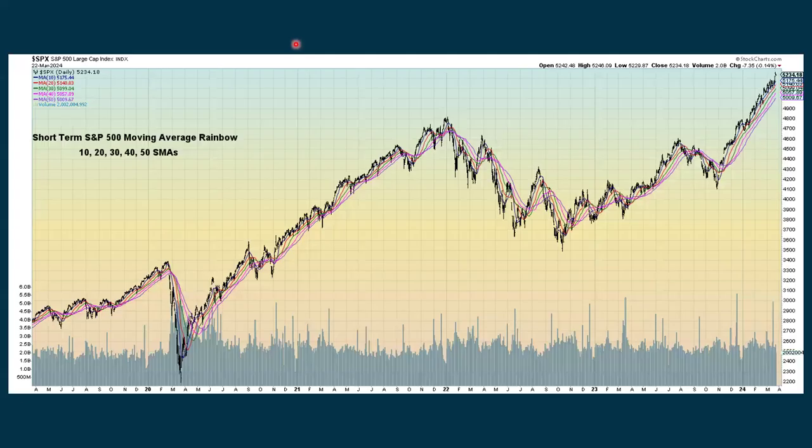Then we look at some short-term charts. This is a short-term rainbow. Short-term means it goes from 10 periods up to 50 periods with a simple moving average. The colors are changed to kind of make it look cool. All of the lines are going up, prices above all the lines. And so the short-term trend is comfortably positive currently.